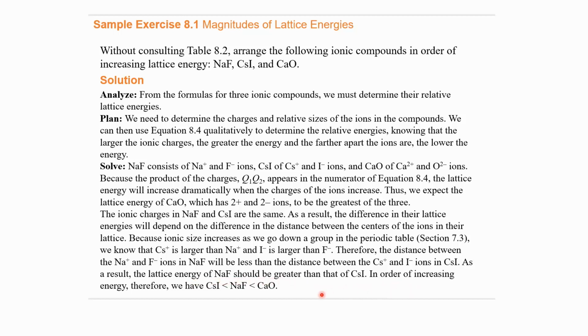So, in order of increasing lattice energy, we have CsI less than NaF, and NaF is less than CaO. So this is the arrangement in order of increasing lattice energy.